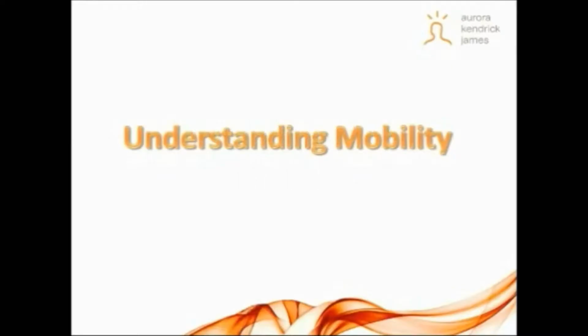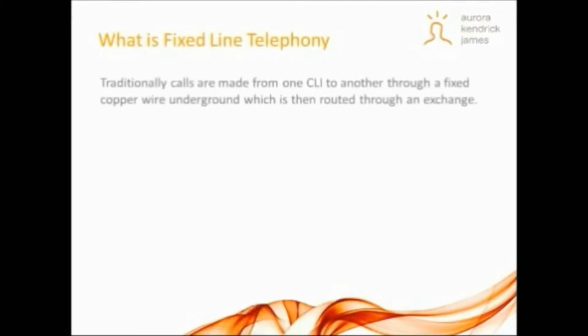To go back to basics and refresh us all on how fixed line calls are actually made. So fixed line telephony is where calls are made from one CLI to another. The call travels through a fixed copper wire underground or overhead. So what actually happens when someone makes that call?